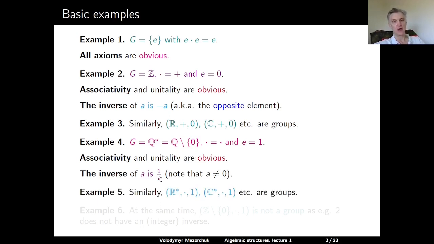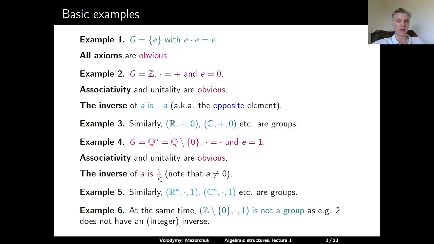And similarly, all non-zero real numbers with respect to multiplication and with the identity being the element 1, this is a group, and all non-zero complex numbers with respect to multiplication and with the identity element being the complex number 1, this is a group.